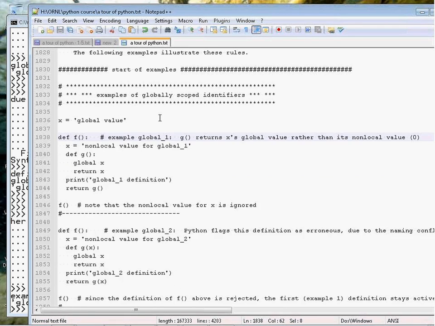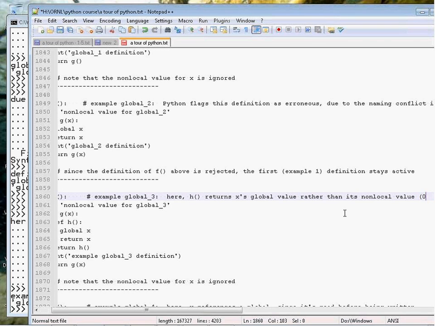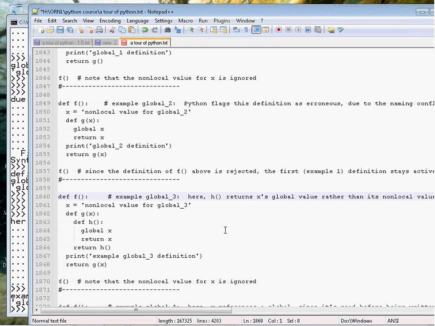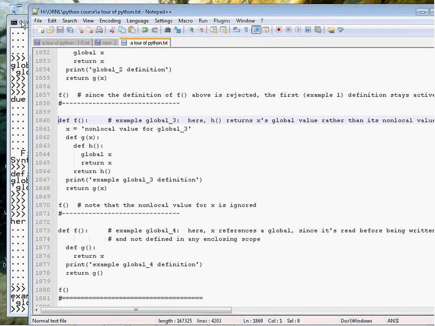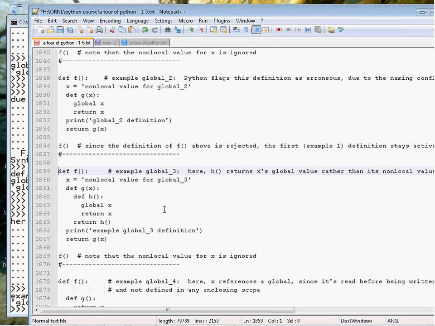Third example is just showing that the global doesn't affect the return of the X in 1864, which goes to the outer scope value rather than to the X at line 1860.